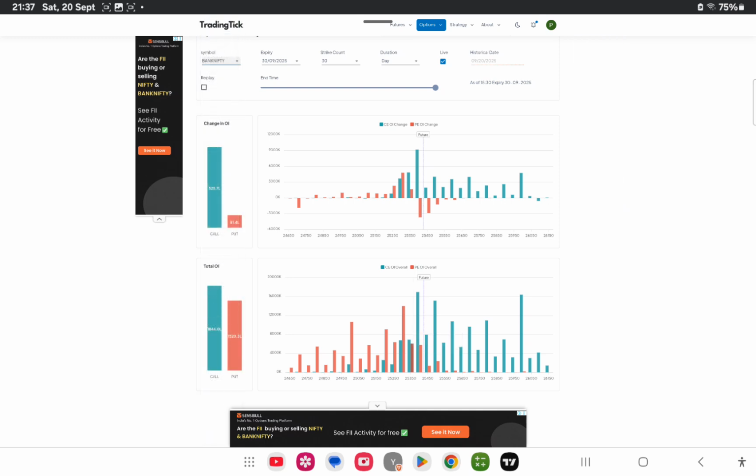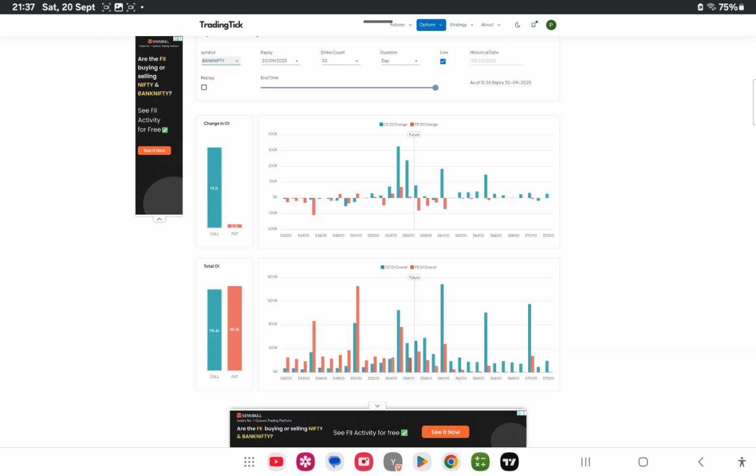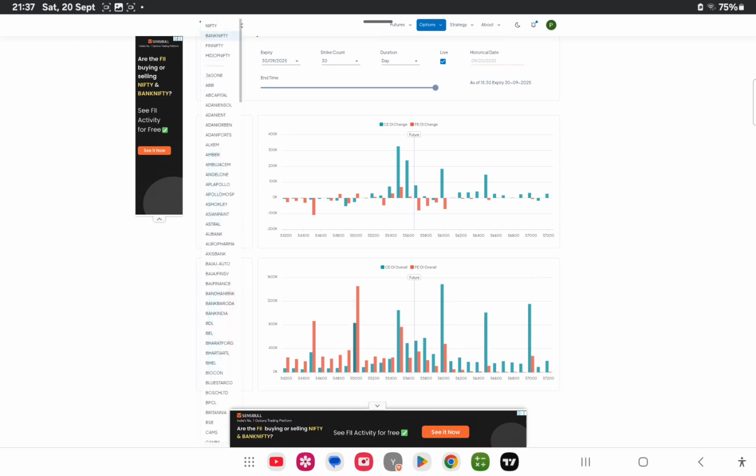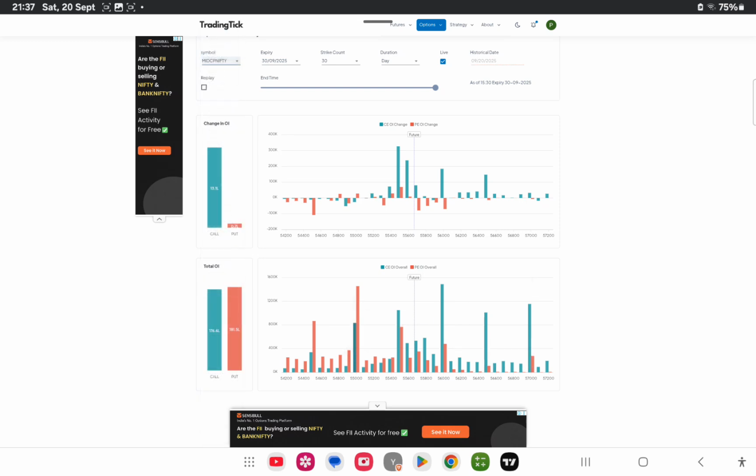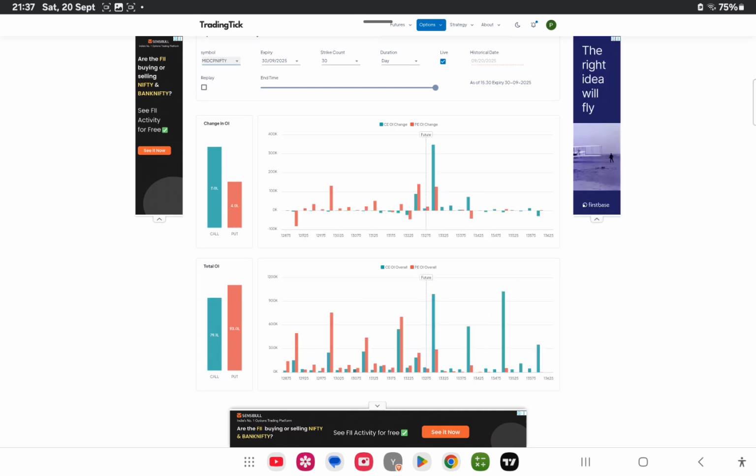for Bank Nifty. For Bank Nifty, every 500 step counts. That is the equal build-up. And then for Midcap, for every 100 points equal build-up, but 200 is the straddle point.